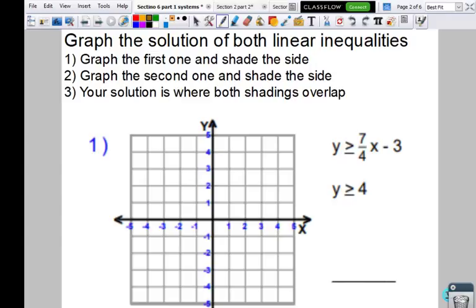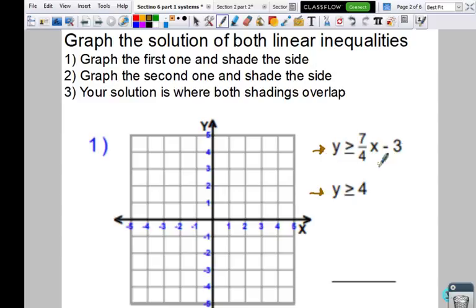So we're going to graph and find the solution of both linear inequalities. And what this means is, we've got these two lines right here. We're going to graph them both, and you know how we shade them? Wherever our shadings overlap is going to be our solution. So we're going to graph this first line, then we're going to graph this second line, and then wherever our shadings overlap is going to be our solution, because I want to get the true side of both pieces.